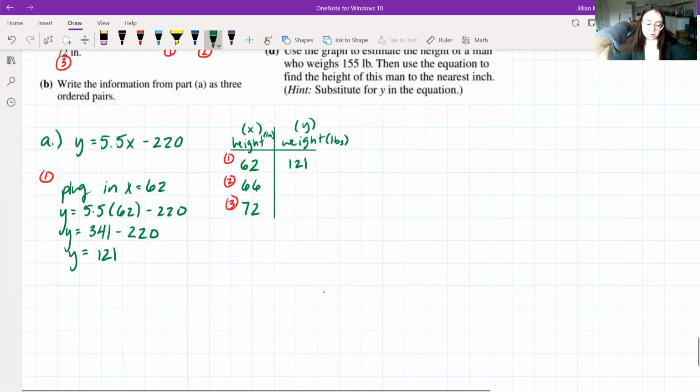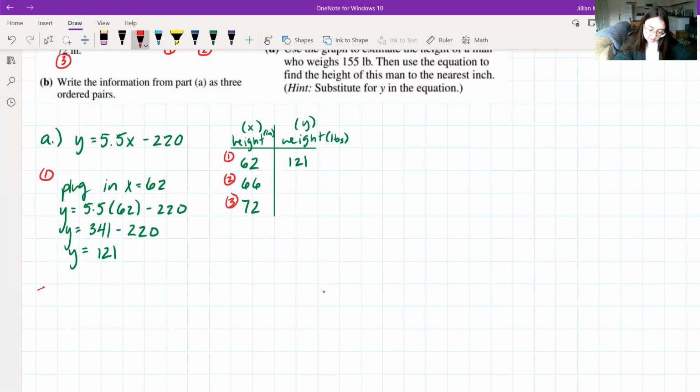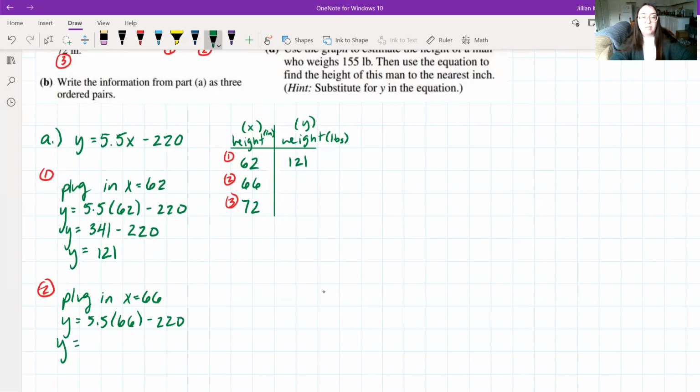Now for our second value, we're going to do 66. So we'll plug in x equals 66. So y is equal to 5.5 times 66 minus 220. 5.5 times 66 is going to be 363 minus 220, which gives us a value of y is equal to 143. So we want to fill this in our table as well.